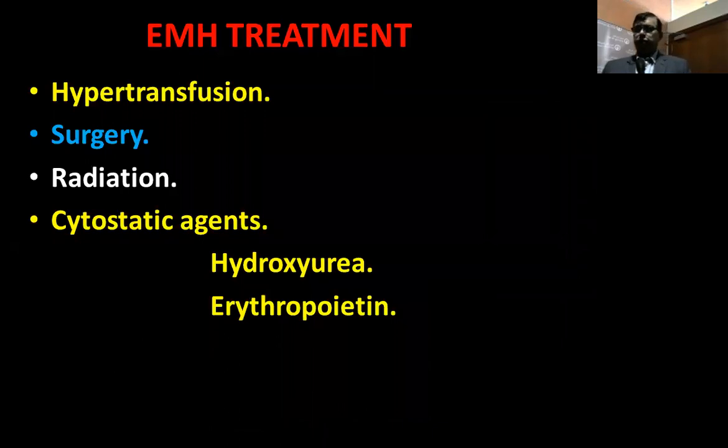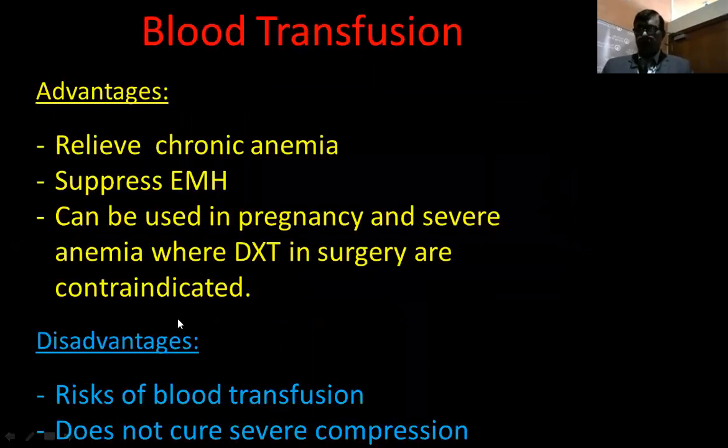So, obviously the treatment could be just a transfusion. We have a case of spinal cord compression and you treat it with just a transfusion, hoping that transfusion will decrease this extramedullary hematopoiesis. Or you could do surgery, or you could do just radiation, or you give cytostatic agents like hydroxyurea and erythropoietin.